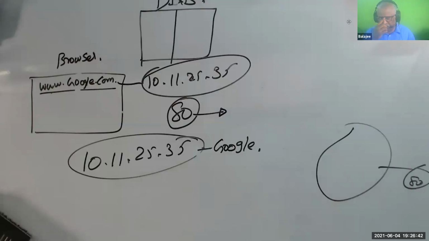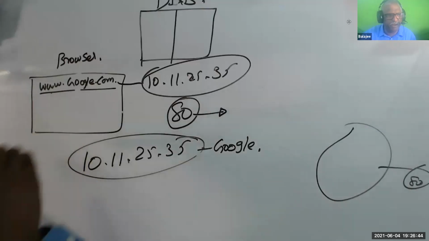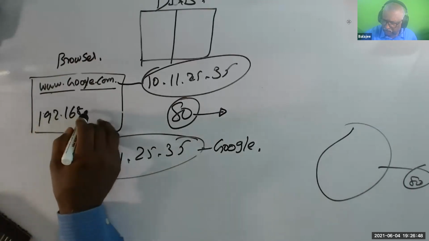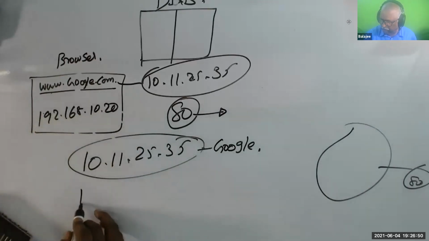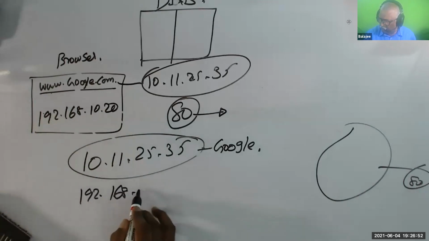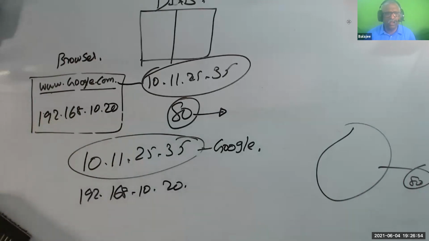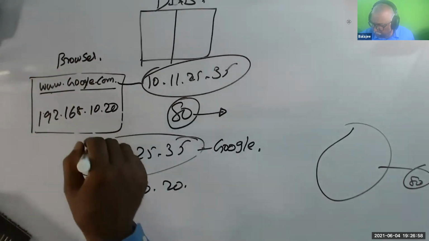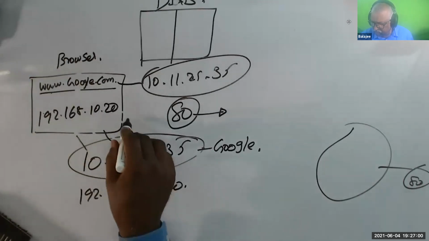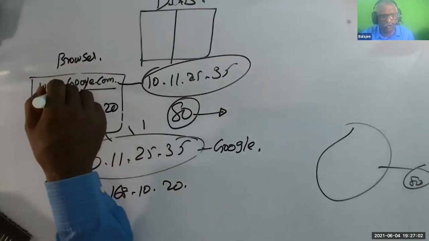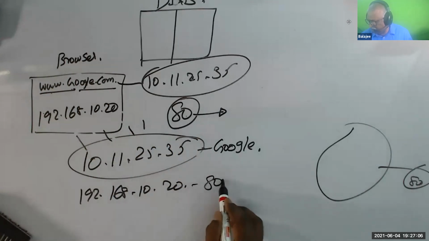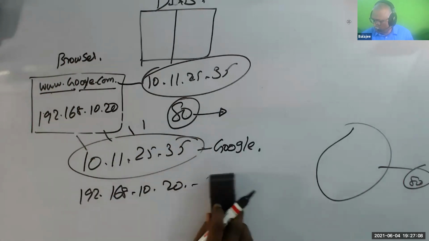Now, what is happening is you may have an IP address. Your IP address is 192.168.10.20. And you have a TCP port, because I told you your computer can run multiple applications. Now, one of the applications is Google. So let us say my port is 8,000, whatever it is. You take some number, or 100.